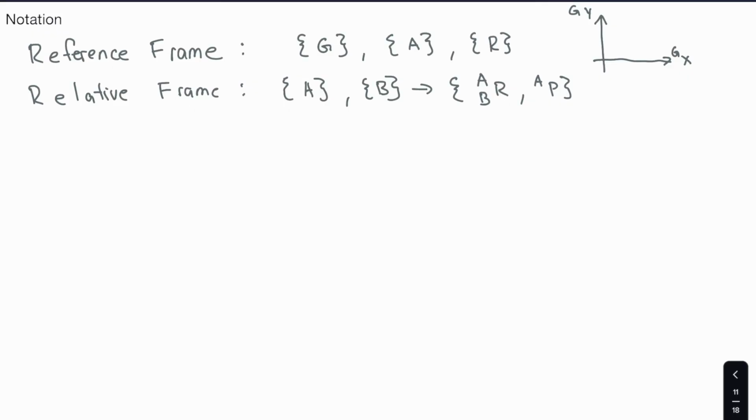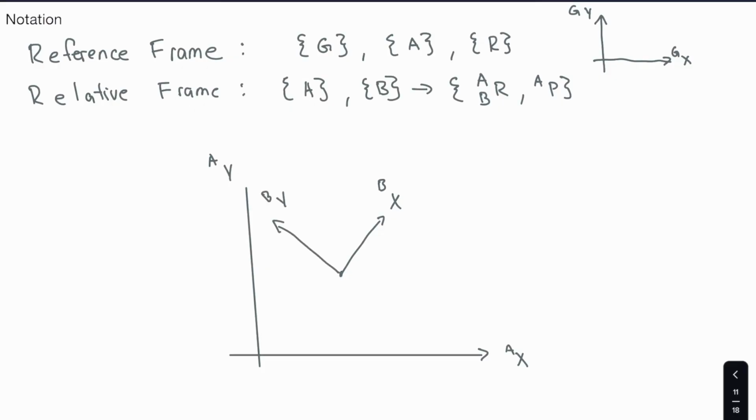So for example, I could have my frame A and a different frame B. The point P is the origin of frame B represented in frame A. So there's really nothing fancy about a point P being defined in A. It's really just a point in that original frame, the static frame.